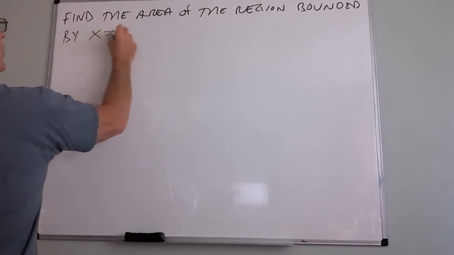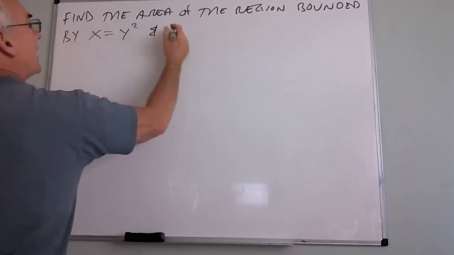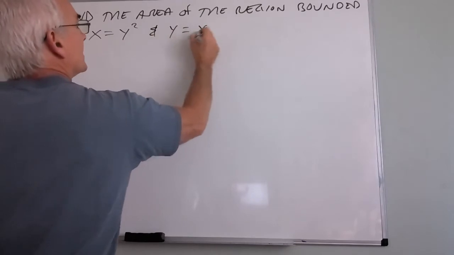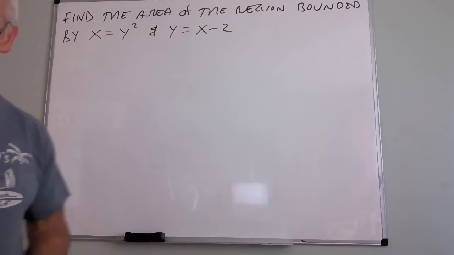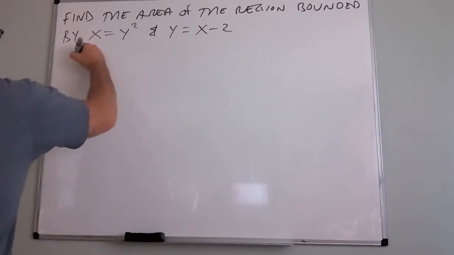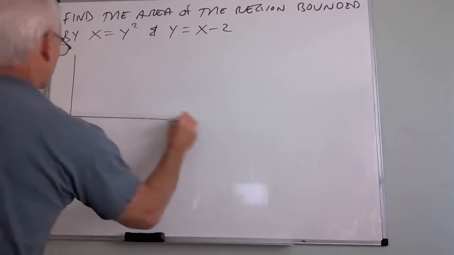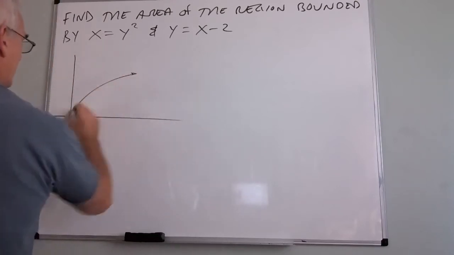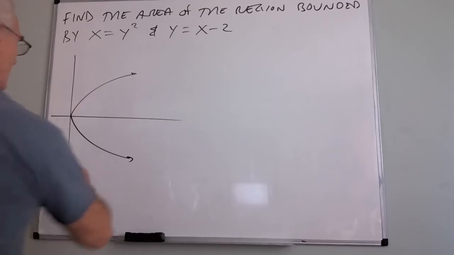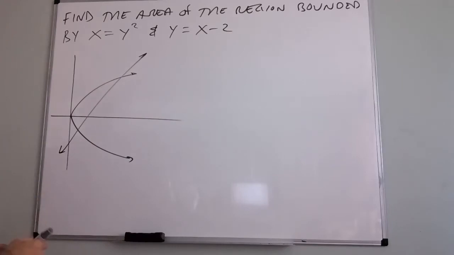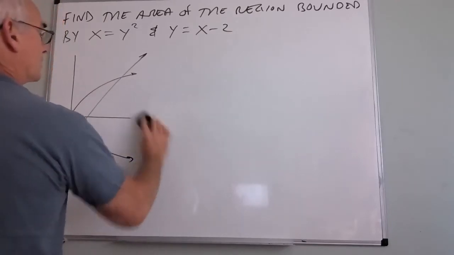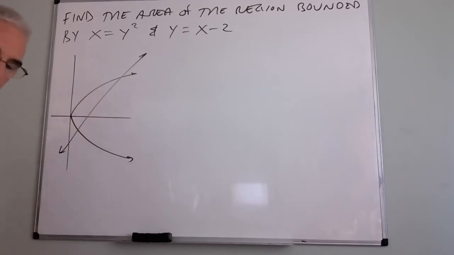By x equals y squared and y equals x minus 2. Okay, x equals y squared and y equals x minus 2. So I wonder what that looks like. Well, we know what x equals y squared looks like now. We just did it. And y equals x minus 2 would be something like that. Okay, a little more room here. And I want this area right here.